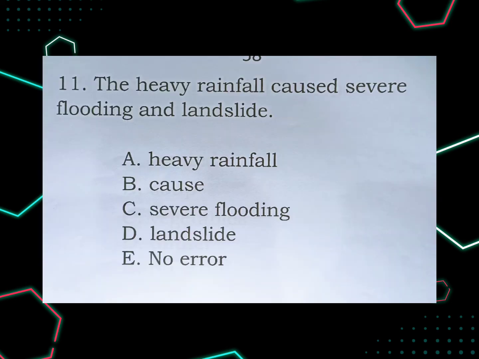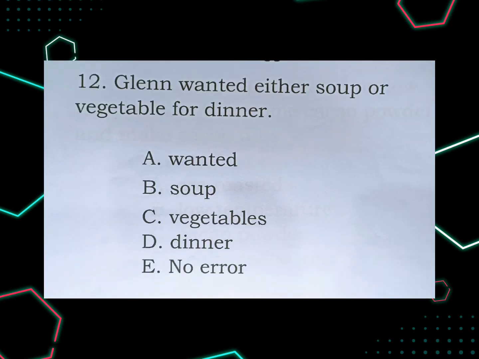A. Heavy rainfall. B. Cause. C. Severe flooding. D. Landslide. E. No error. Number 12. Glenn wanted either soup or vegetable for dinner.